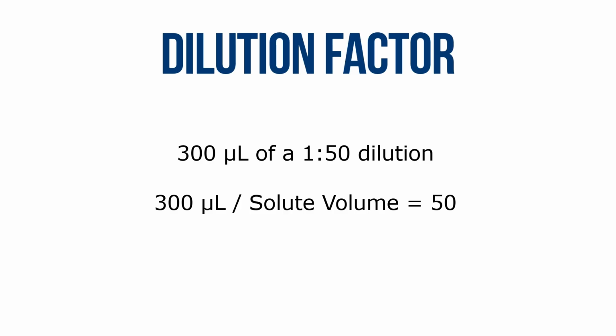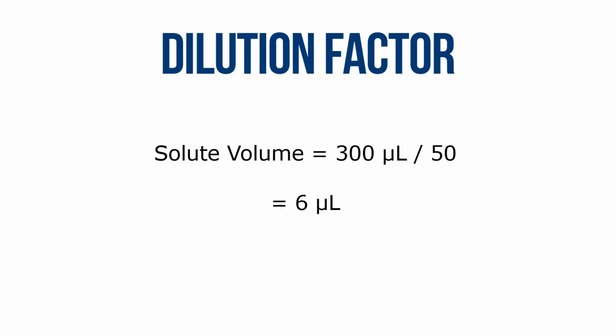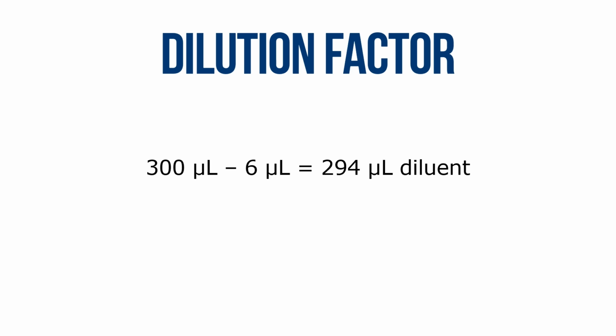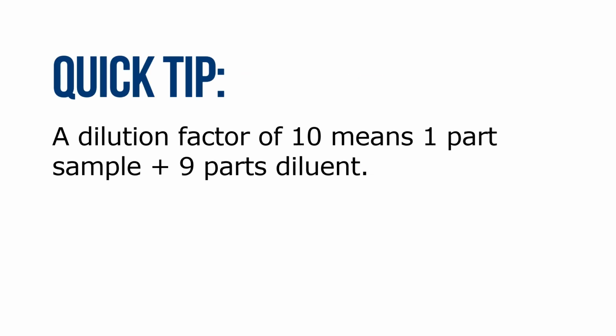To make 300 microliters of a 1:50 dilution, divide final volume by the dilution factor. 300 divided by 50 equals 6 microliters of stock. Now take the 300 microliters and subtract 6 microliters to equal 294 microliters diluent. Here's a quick tip: a dilution factor of 10 means 1 part sample plus 9 parts diluent.